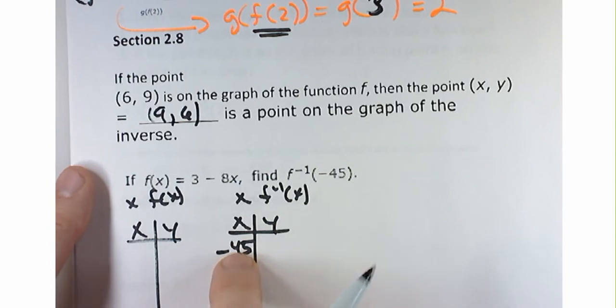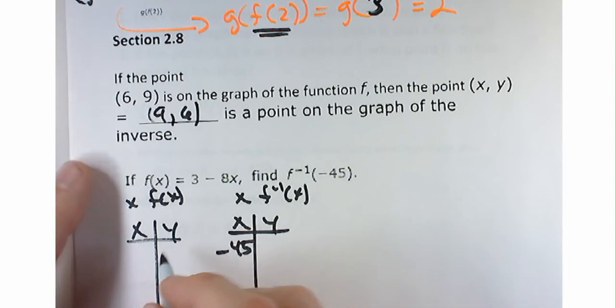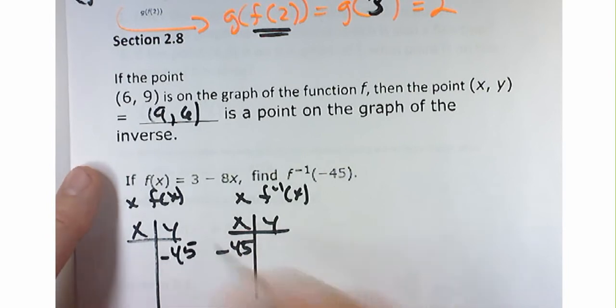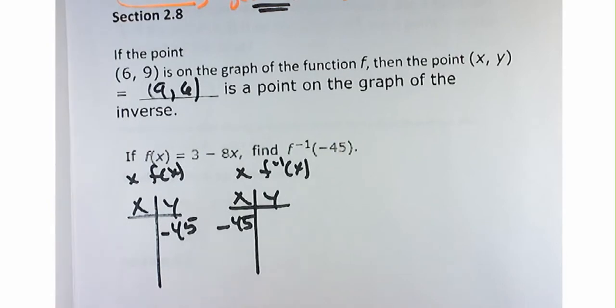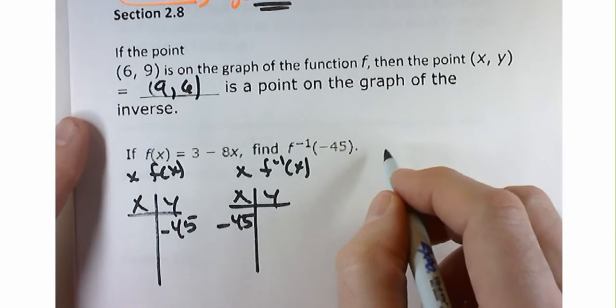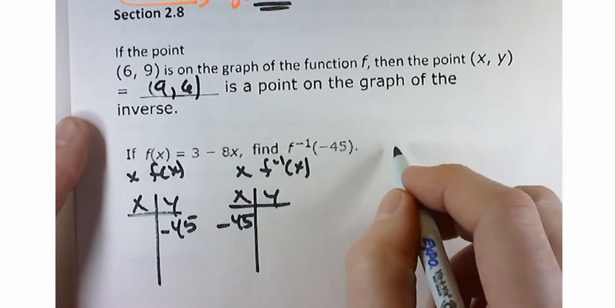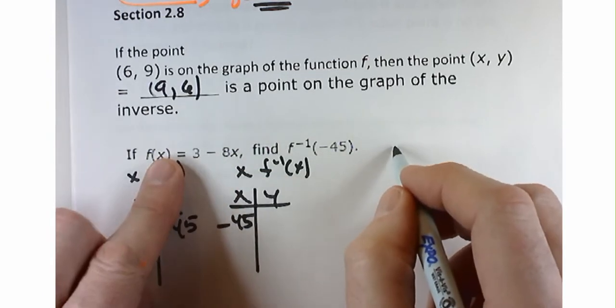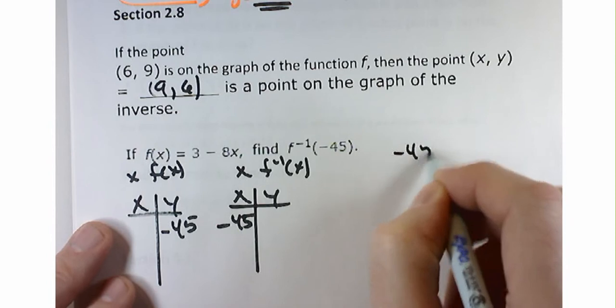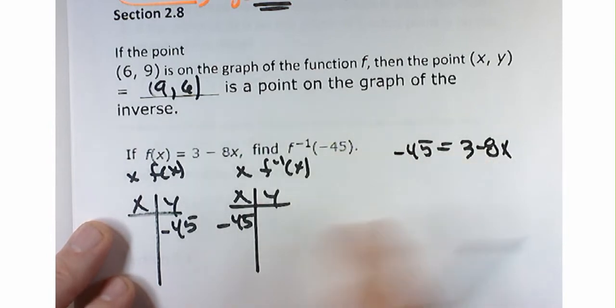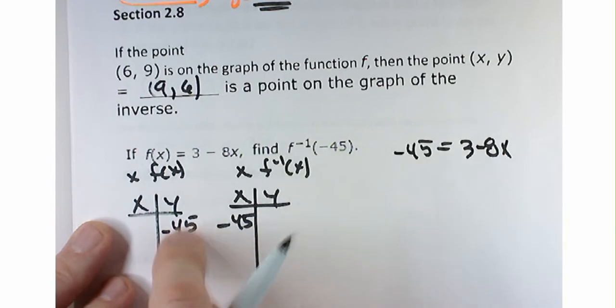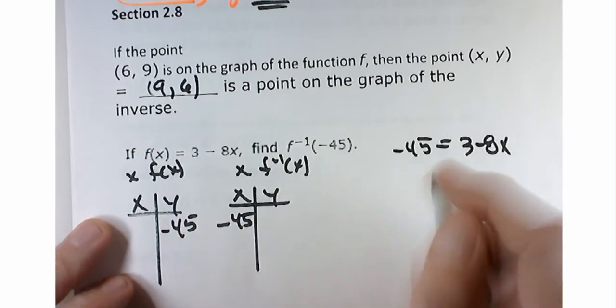Well, that x in my inverse function comes from the y in my function, right here. So the question is, what's the x value? Because if I know that, that's going to tell me my y value here. So all I have to do to find that is set f of x equal to negative 45 and solve. So I'm going to find the x value that gives me this y value, and that'll be my answer.